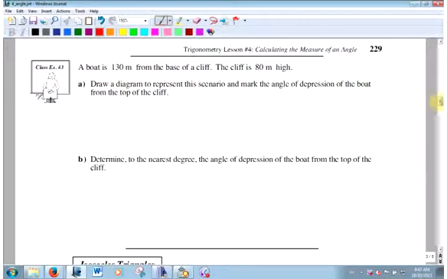All right. No picture at all. This is literacy. This is a word problem. A boat. You guys all know what a boat is?